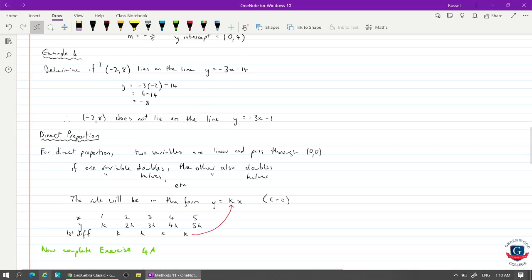For example 4, we want to determine if this coordinate is on this line. If that's true, after substitution, the left-hand side of the equation should equal the right-hand side of the equation. Or the substituted value should equal this value here. I think we're using the substituted value method in this case. So I'm going to put in negative 2. I'm expecting an answer of 8. I stick negative 2 in here, I simplify, I get negative 8 instead of 8, indicating that this point is not on the line.